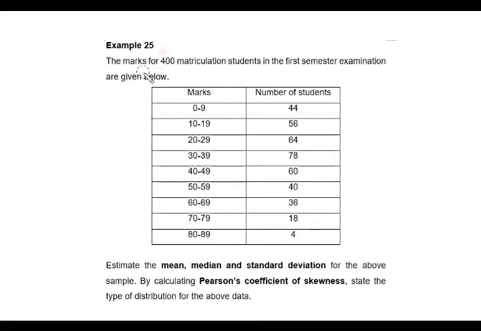In this lesson, we are going to learn how to enter grouped data into the calculator, then find the mean and standard deviation through the calculator. Following are the marks for 400 matriculation students in their first semester examination. Estimate the mean, median, and standard deviation for the above sample by calculating the Pearson coefficient of skewness. State the type of distribution for the above data.